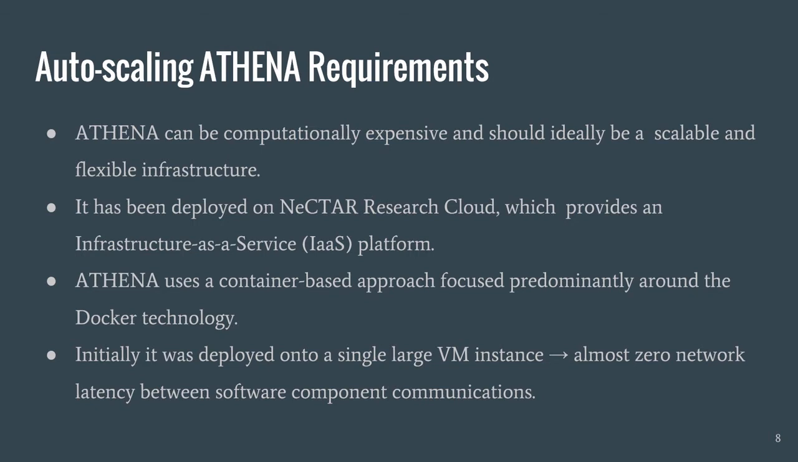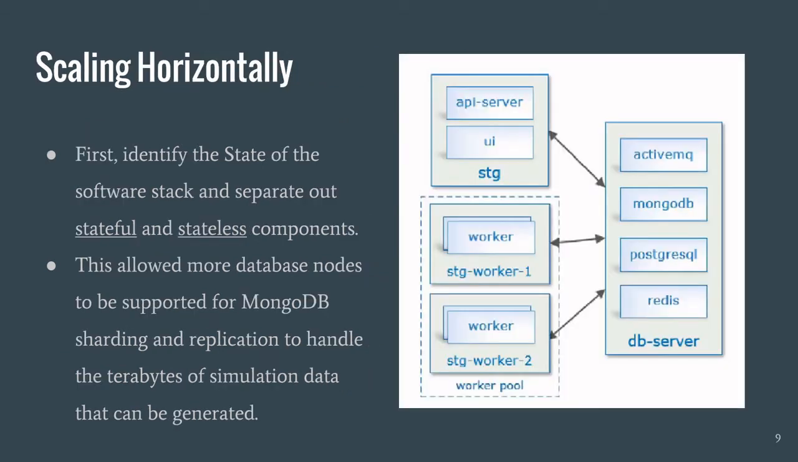So we needed to have a flexible infrastructure. Athena was deployed on the Nectar Research Cloud, which provides an infrastructure as a service platform. It uses a container-based approach, focused predominantly around the Docker technology. It was first deployed into a single virtual machine instance. Again, this only made it vertically scalable. But we needed to also focus on the horizontal scaling.